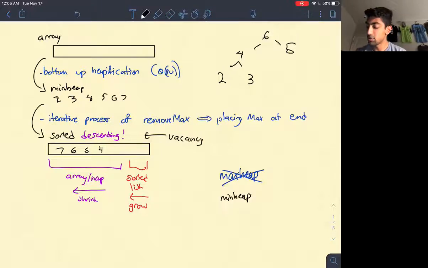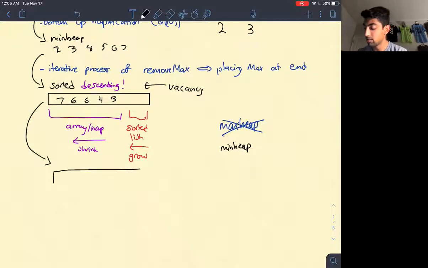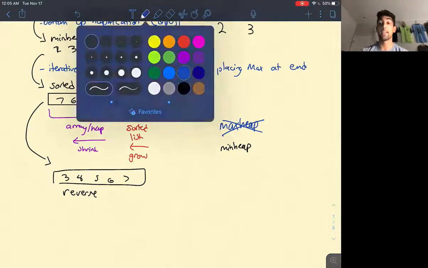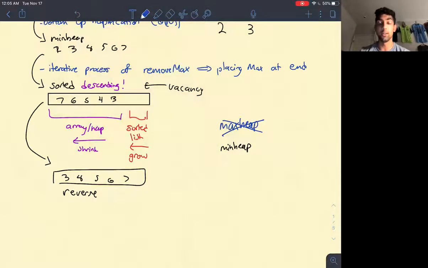Okay, so now using a min heap, we need to reverse the ordering. So we're going to add in another step where we basically just reverse the ordering. After reversing the ordering, what we're going to realize is that now the array is sorted in ascending order.